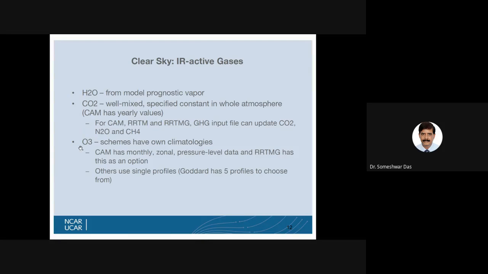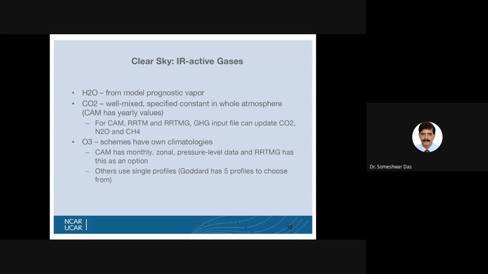Then ozone, the schemes have their own climatology. Okay. CAM has monthly zonal pressure level data and RRTM has this as an option. Others use a single profile. Goddard has 5 profiles to choose from. They're using the NASA scheme, option number 5. What was that option number 5? I guess you can check back. Then it can use 5 profiles of the ozone.